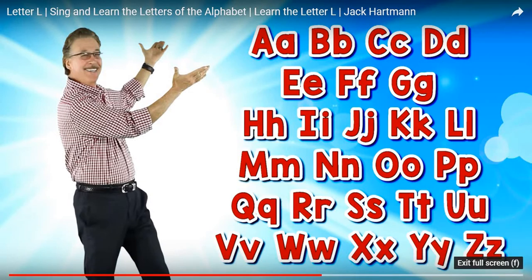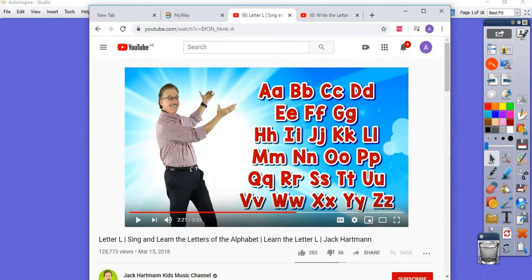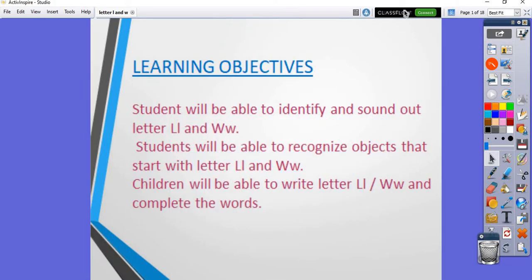Yes, now we had letter L, sound is L. Letter L, sound is L. First we do letter L. A student will be able to identify and sound out letter L and W. After this, the children will be able to recognize objects that start with letter L and W. Then children will be able to write letter L and W and complete the words.